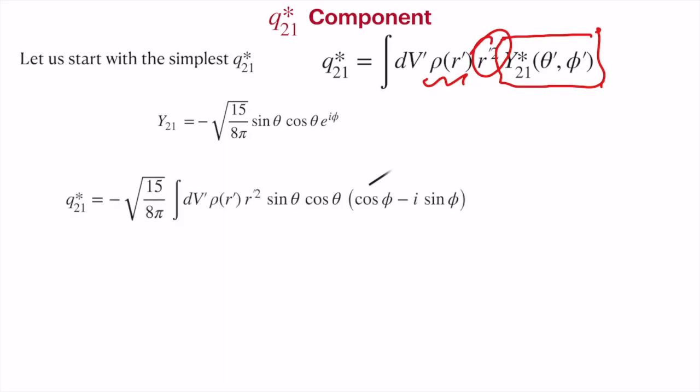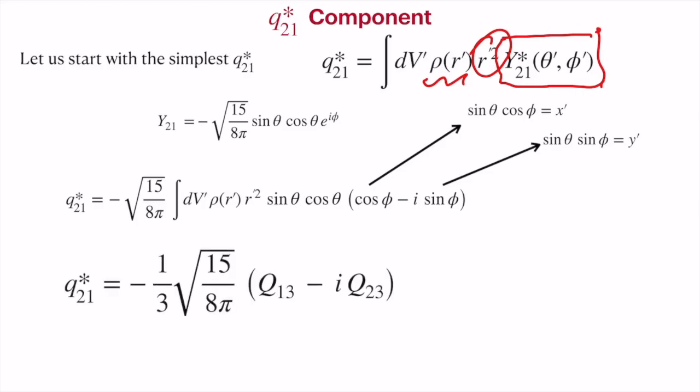We can expand them into exponential function and identify the Cartesian coordinate. Theta cos phi is a x prime, and sin theta sin phi is a y prime, and then we can substitute back and relate to the Cartesian quadrupole moment Q13 and Q23. There is a complex number there which comes in. So this essentially is a combination of two of these.